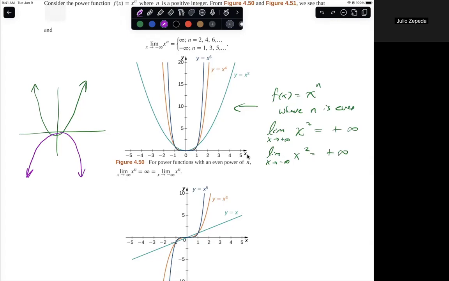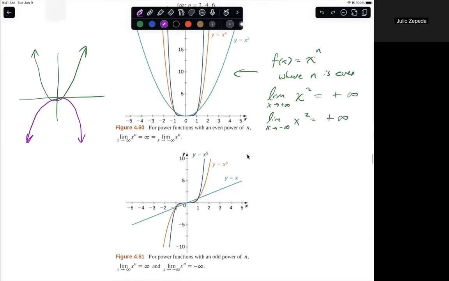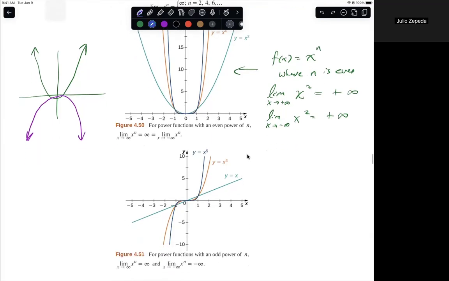So the rough idea here is that if the exponent of this power function is even, then assuming the leading coefficient is positive, both ends point up. So both limits at infinity are positive infinity. Now, this is different when n is an odd number. Let's take a look at if n is odd.